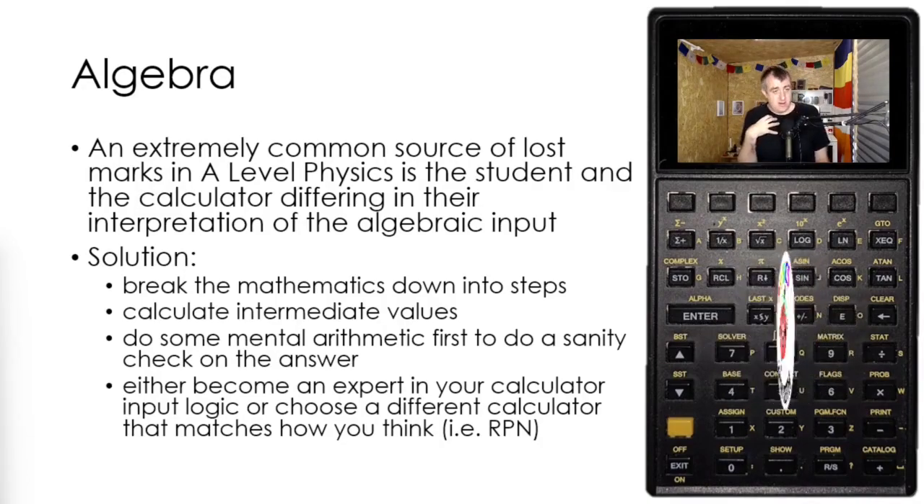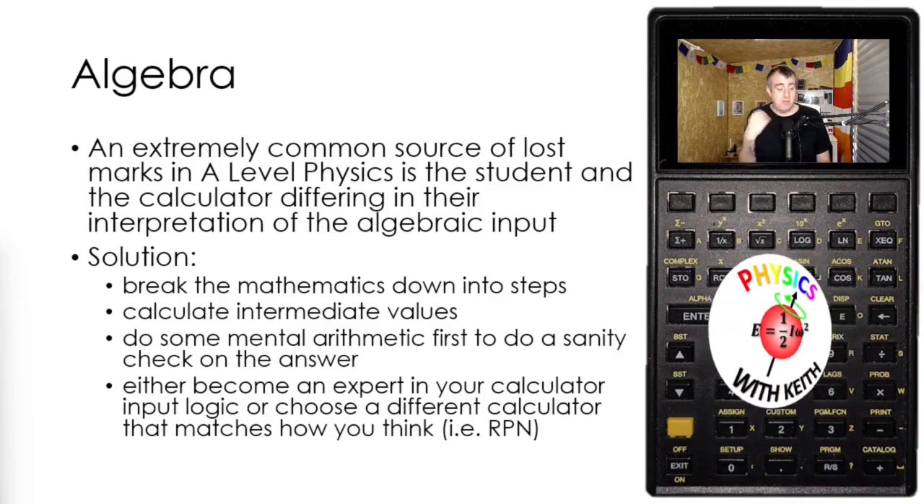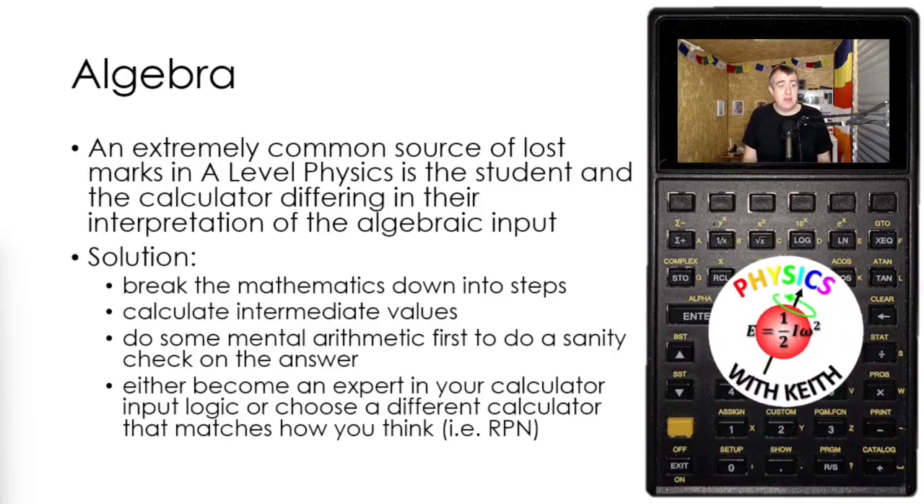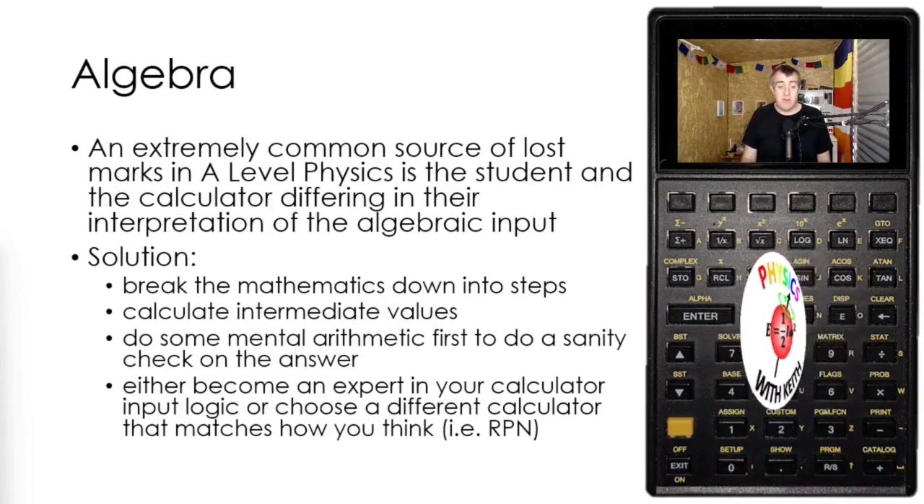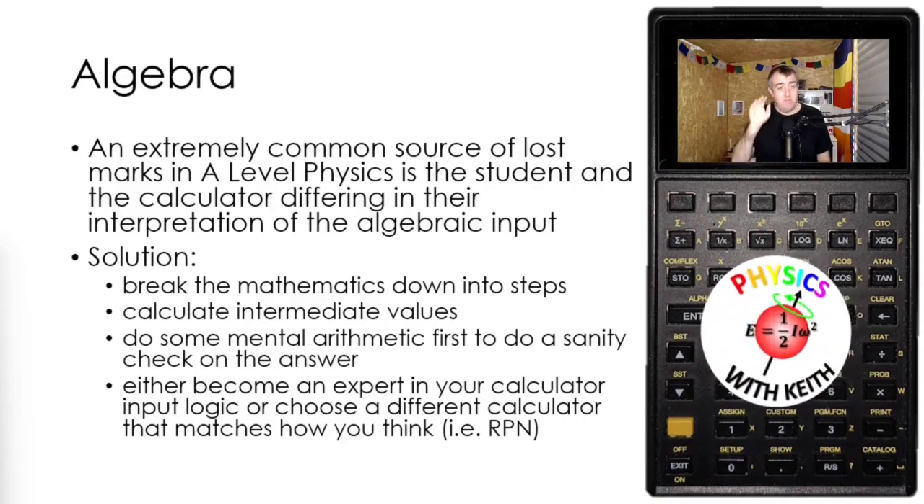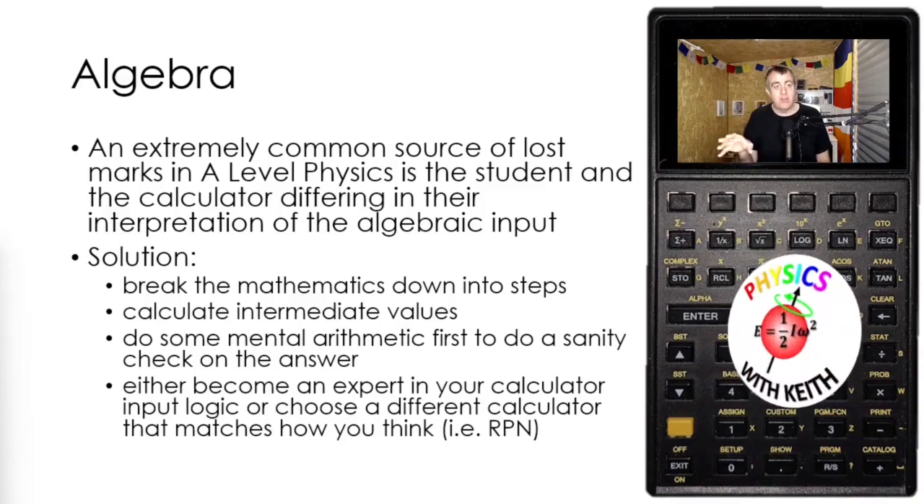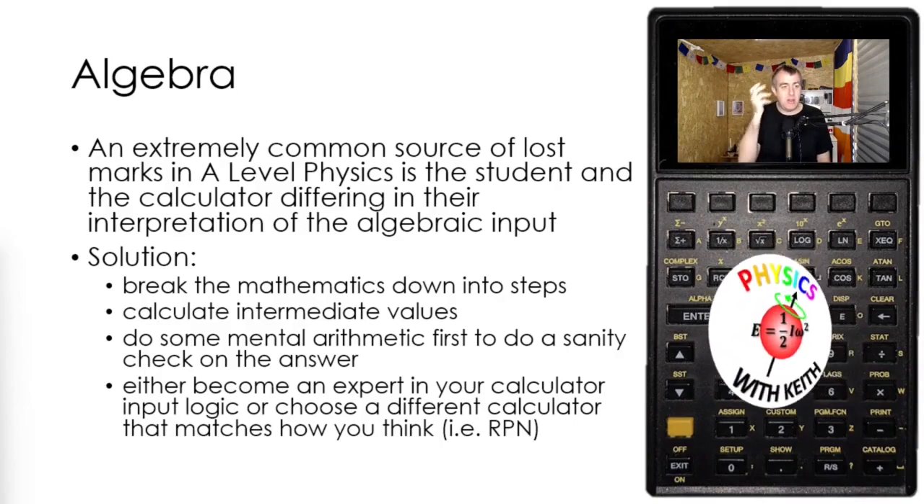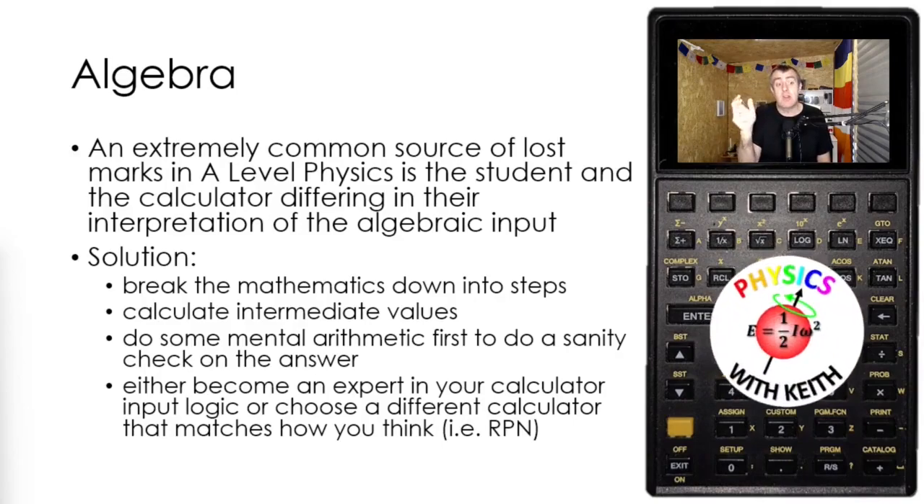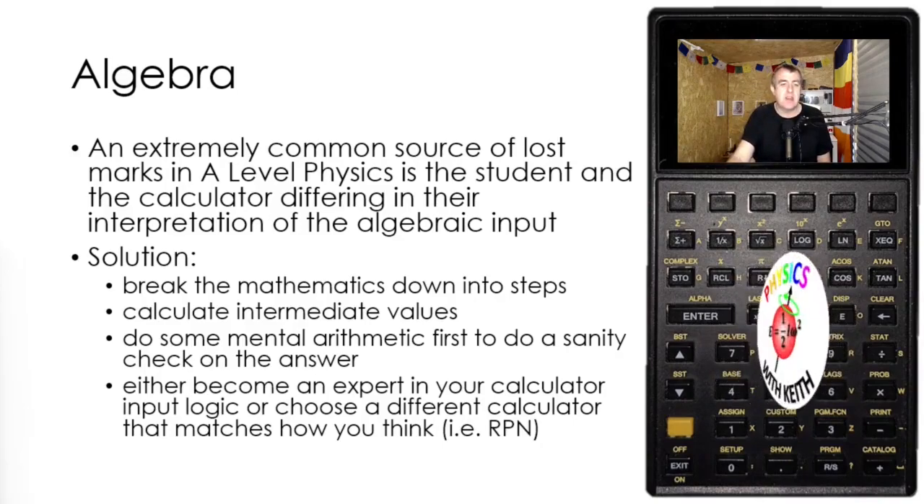Now, I found this out very late in my physics career, that calculators kept giving me the wrong answer. My brain doesn't work like that. Actually, reverse Polish notation, RPN, worked for me. And I found a few students, not many actually, but a few students in my career who have picked up RPN and gone, actually, yes, this is better. This works for me. So don't be afraid to stand out and be different.